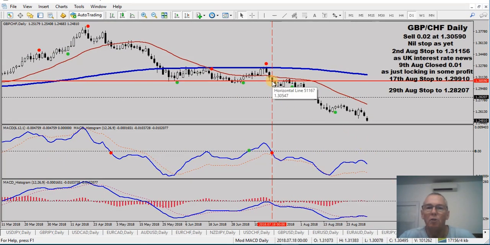Pound Swiss in a sell back here. You can see it's just meandering down, and the fast MACD is below the zero level the whole time, so it's all good. Already closed out half, now just trailing the stop down, probably bring it down as this 25 SMA drops down.